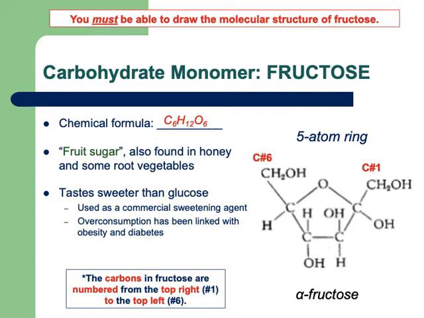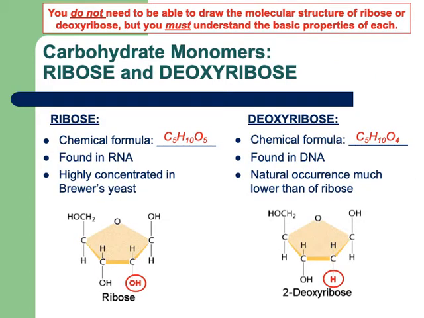So here, the carbons in fructose are numbered from the top right, number 1, to the top left. So with fructose, you actually get less of an insulin response compared to glucose, and that's why it can be problematic. However, too much glucose is also bad because you get too much of an insulin response. But essentially these three, glucose, galactose, and fructose, all share the same chemical formula. It's just their structure is different, and it's important to know the differences between them and be able to identify which molecule it is.